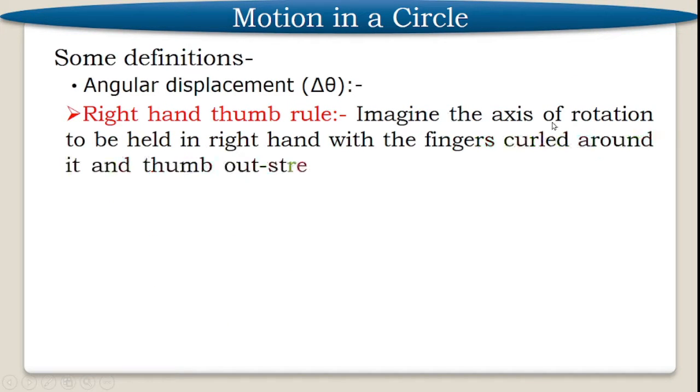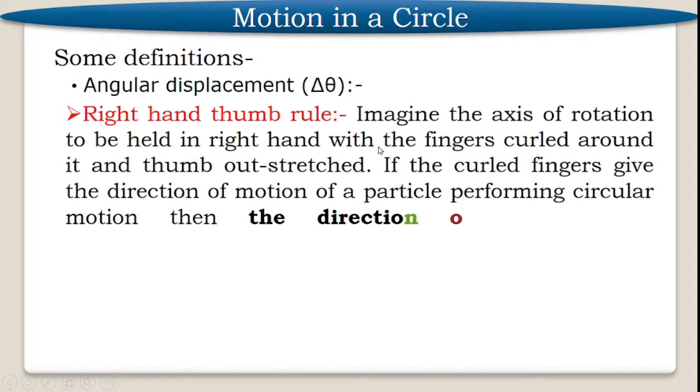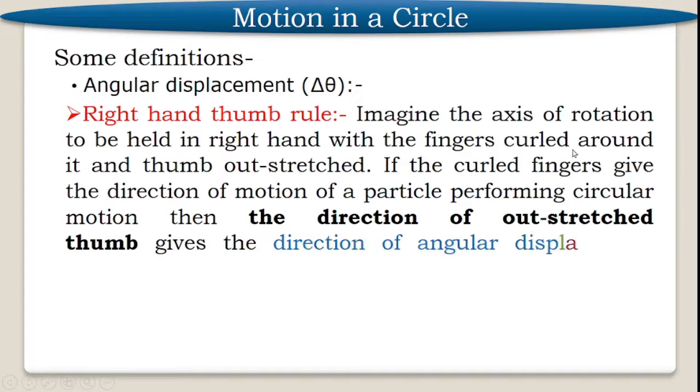Imagine the axis of rotation to be held in right hand with the fingers curled around it and thumb outstretched. If the curled fingers give the direction of motion of particle performing circular motion, then the direction of outstretched thumb gives the direction of angular displacement vector.